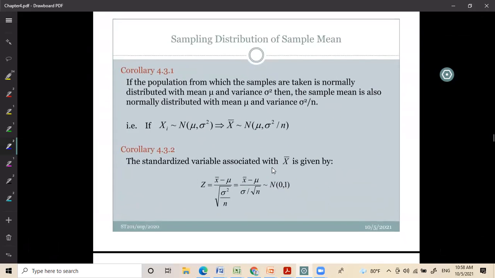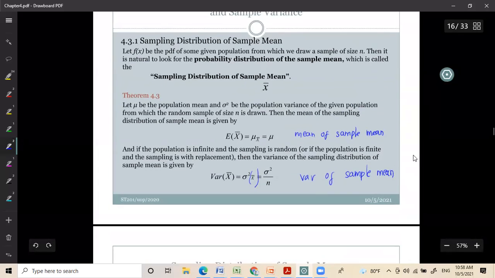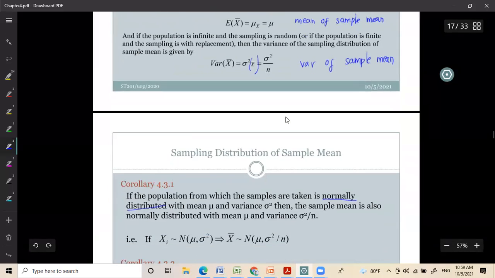Now, we have another important finding from this theorem. If the population from which the sample are taken is normally distributed, now you don't see whether the population is normal or any other distribution in this theorem 4.3. There's nothing mentioned about the distribution of the population. It only says the mean is mu and the variance is sigma square.